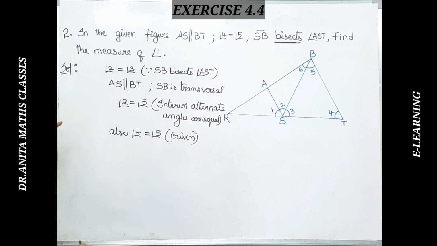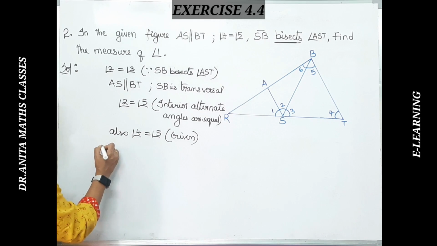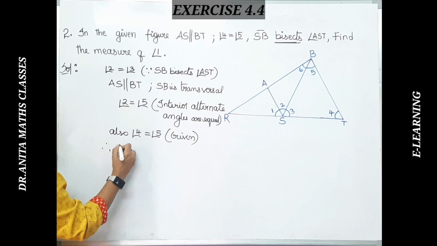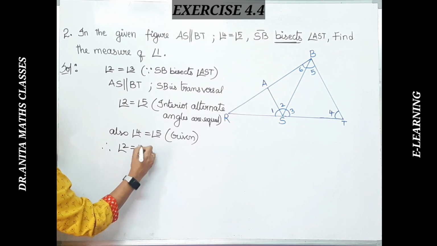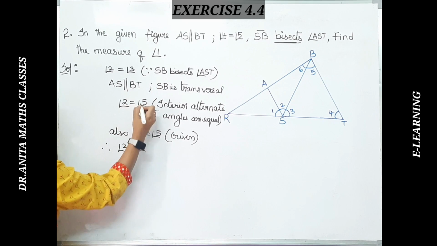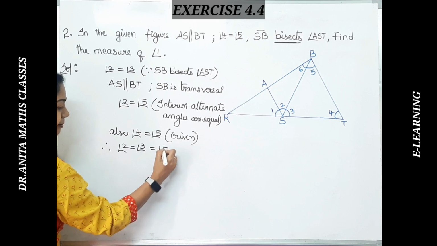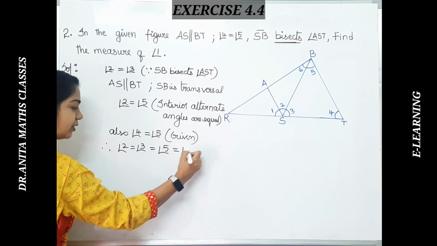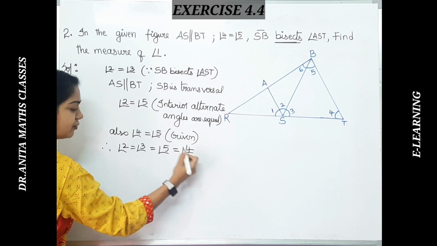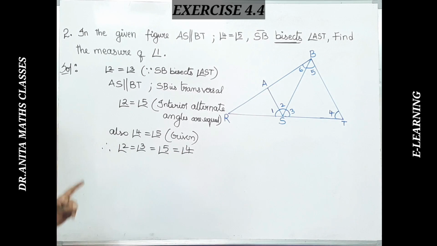So from here what we have observed: 2 is equal to 3, 2 is equal to 5, and 5 is equal to 4. Therefore we can conclude, angle 2 equals angle 3, and angle 2 is also equal to angle 5, but this angle 5 is also equal to angle 4. That means 2, 3, 4, 5 all are equal angles.